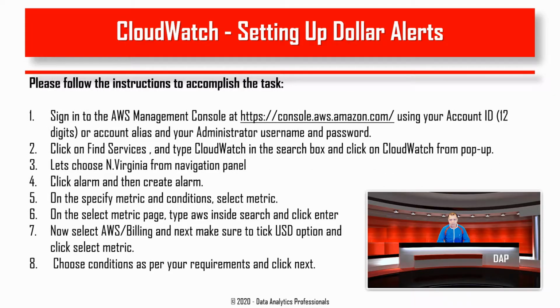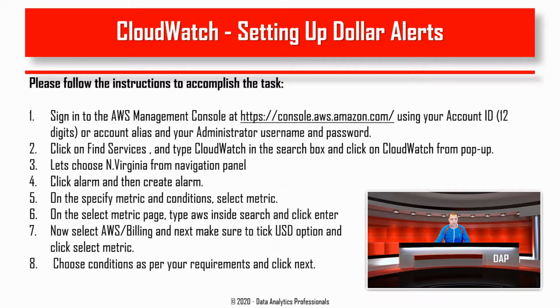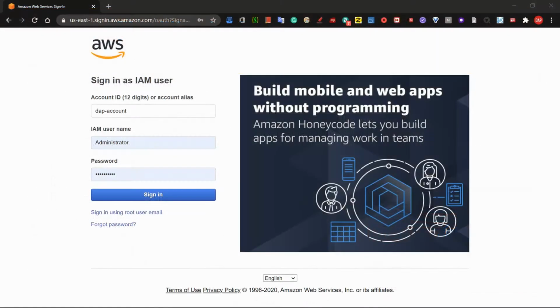Now, here are the instructions to accomplish our task. I have instructions 1 to 8 on one slide, and then they go through up to 14, but I'm not going to read the text. Rather, I suggest let's quickly go into the AWS account and perform the tasks, and once we perform the tasks, you can come back to the slide and have a look, have we completed all our instructions.